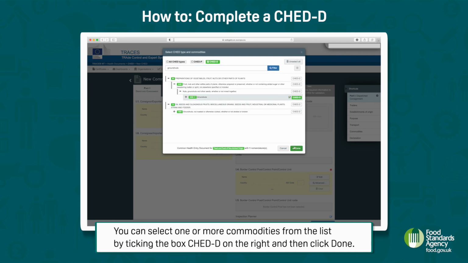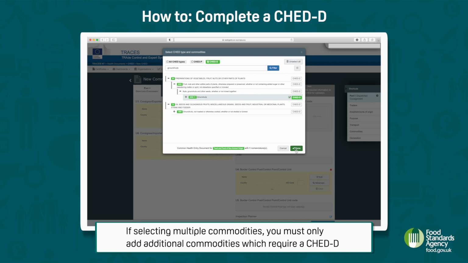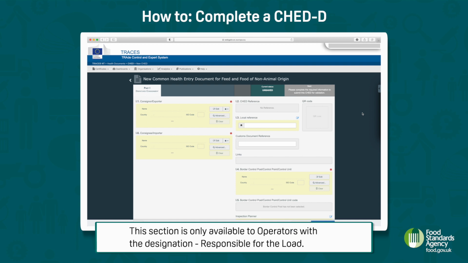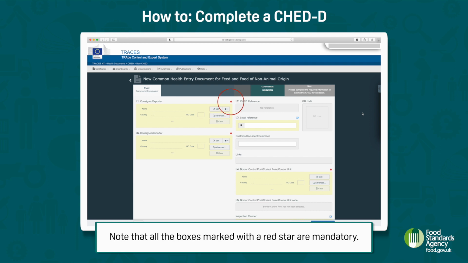You can select one or more commodities from the list by ticking the box CHED on the right and then click Done. If selecting multiple commodities, you must only add additional commodities which require a CHED and enclose the appropriate sets of documentation for each commodity. Description of the dispatched consignment. This section is only available to operators with the designation responsible for the load. Note that all the boxes marked with a red star are mandatory.